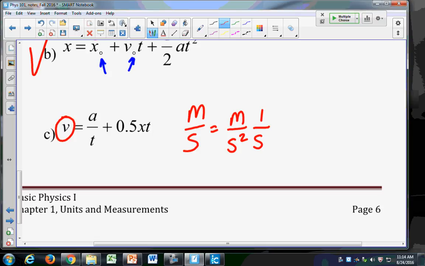So I already know that it's not okay, but I can go further and say, well, the half drops out, x is in meters, t is in seconds. So there's really nothing about this that's dimensionally correct.